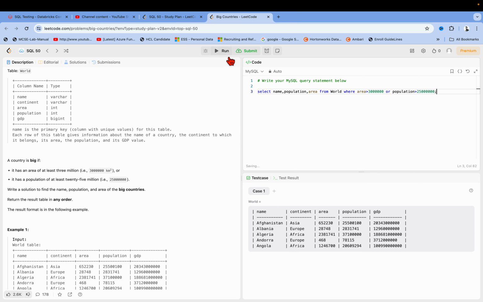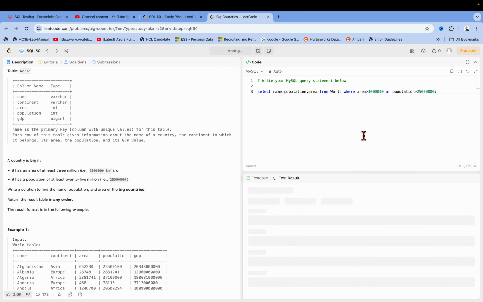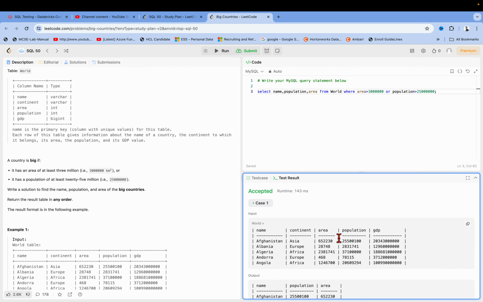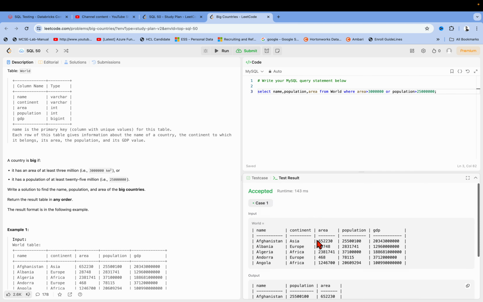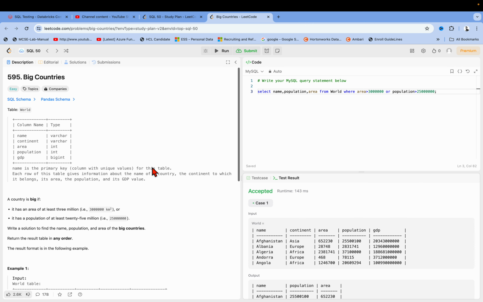Okay, so let us run this. You can see it is the true answer, and this is the expected, and this is our output. Okay, so this is the solution for this query.